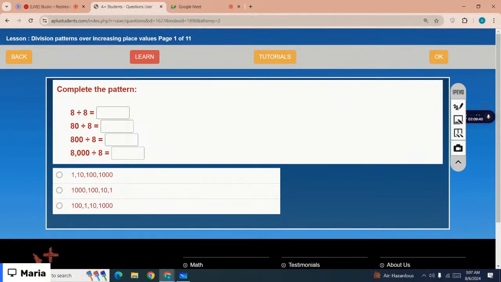The correct option is option number 1. 8 divided by 8 is 1. 80 divided by 8 is 10. Then you have 100, and then you have 1000. Very good. Option number 1 is the correct option.